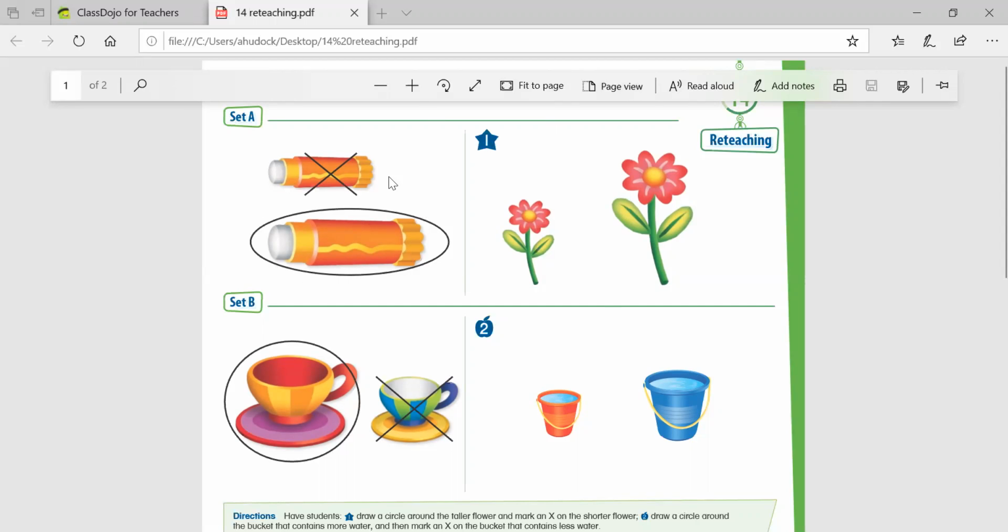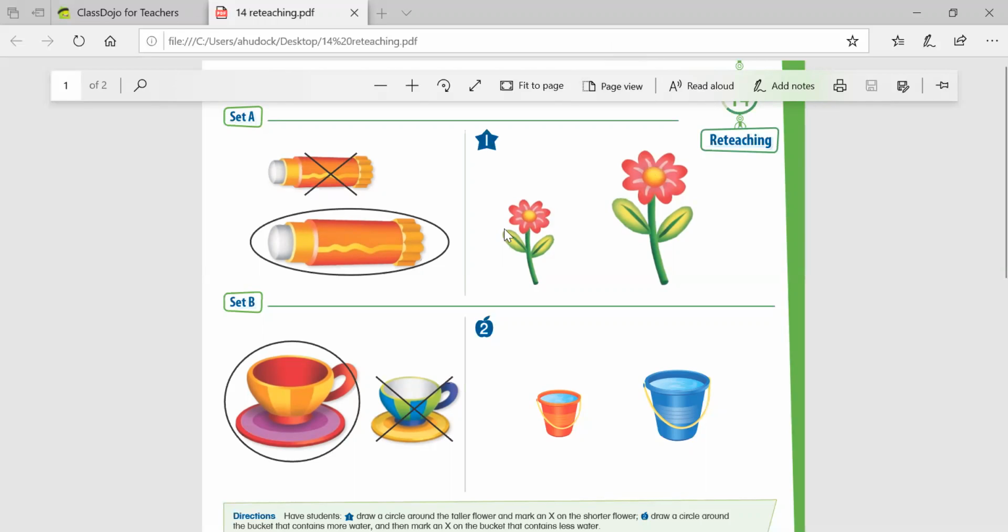The first example is working on circling which object is taller, or measuring the height of objects and circling the taller object. With the glue sticks, you can see that the tallest glue stick is circled, which is the one on the bottom, and the one on the top has an X on it because it is shorter. So for number one, you are going to circle in whichever way you can do it. You can circle which flower would be the taller flower and mark an X on the shorter flower. Would it be the one on the left that is taller or the one on the right?